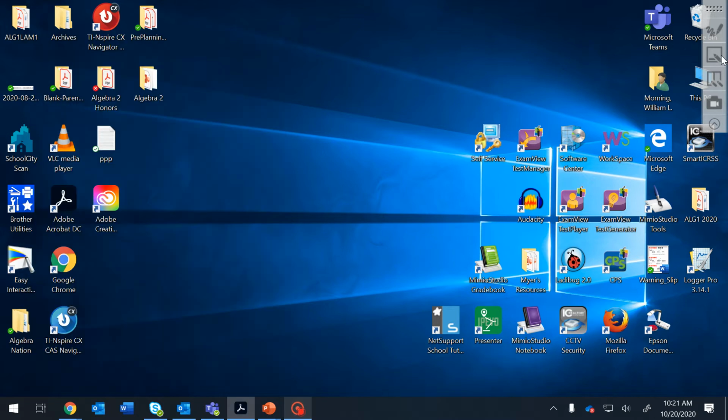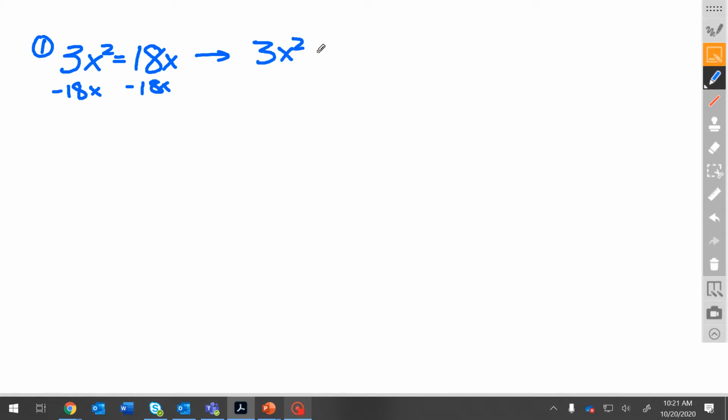Alright, so let's take a look at the review for this upcoming quiz, topics 8 through 11. Number 1, we are finding the roots by factoring, or finding the solutions by factoring. So we got 3x squared equals 18x. Well, first we need them on the same side, so let's subtract the 18x. We got 3x squared minus 18x equals 0. Always needs to be equal to 0.